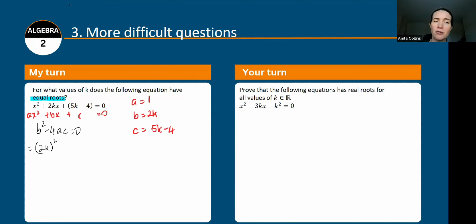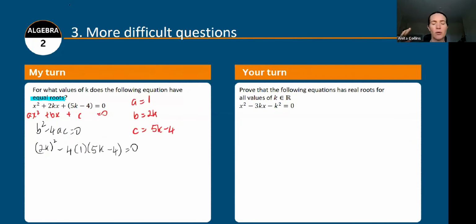Be careful, if you don't put in the bracket there, it will only be the k that's squared, and that's incorrect. The 2 is squared as well, so make sure you put that in the bracket. Minus 4 times a times c. And I won't put an equals at the start because there's an equal to 0 here.